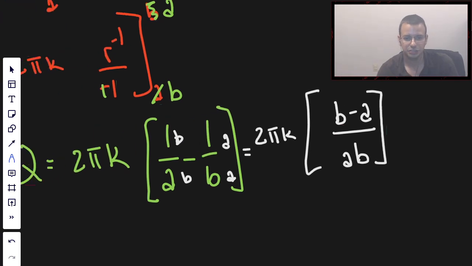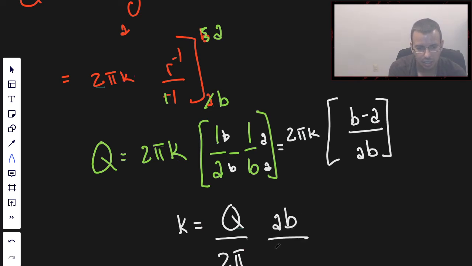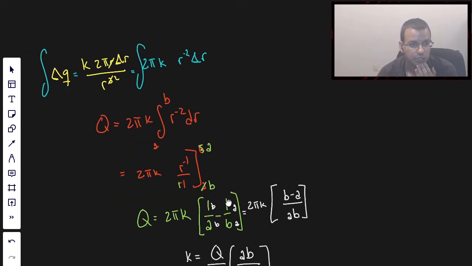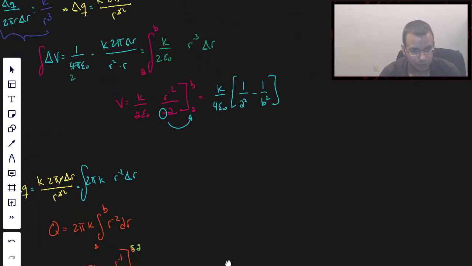That makes it easier to solve for K. So K is going to be Q over 2 pi times AB all over B minus A. And I'll put the brackets there, though not entirely necessary. Seems reasonable. Okay, so now we know what K equals, and we know what V equals, so we can combine these together.